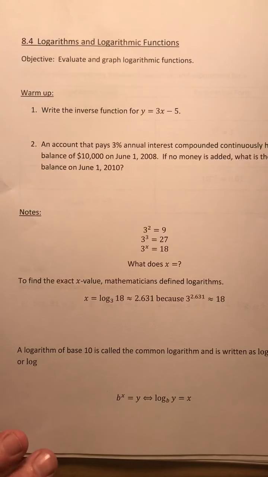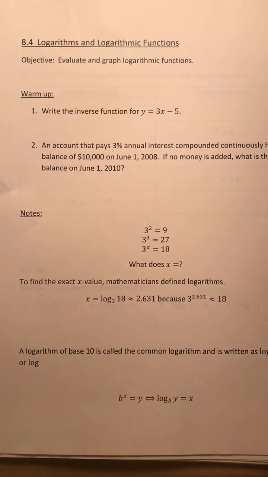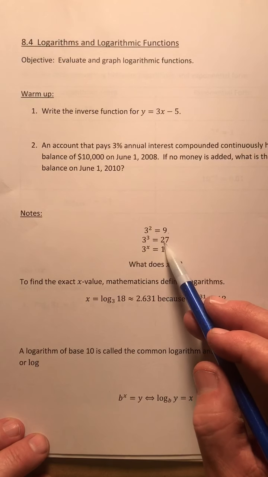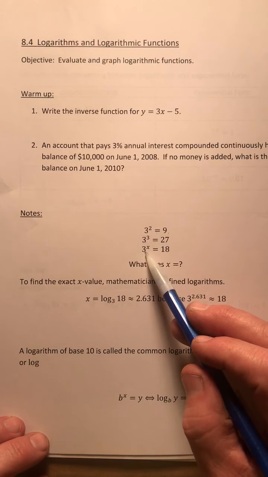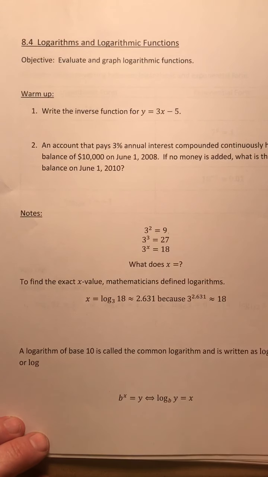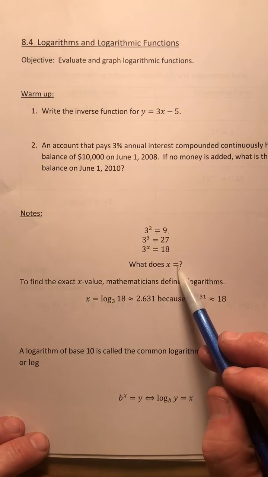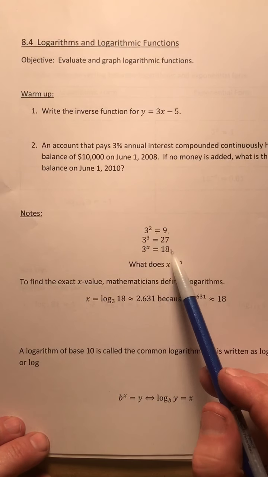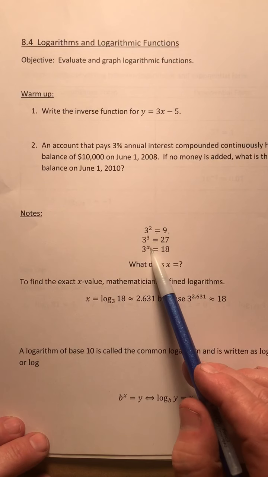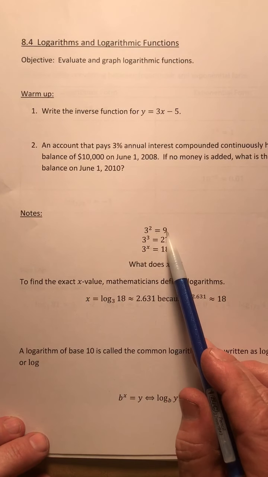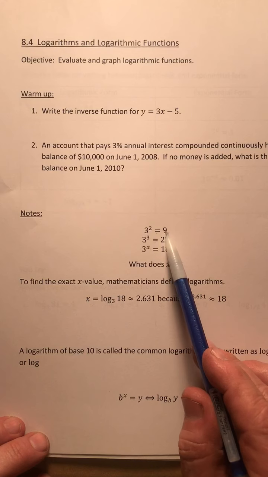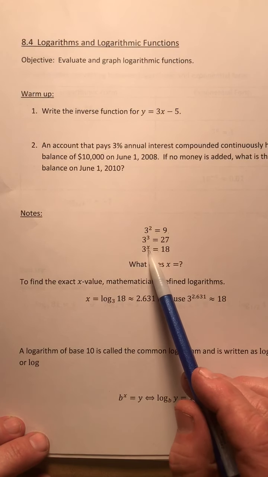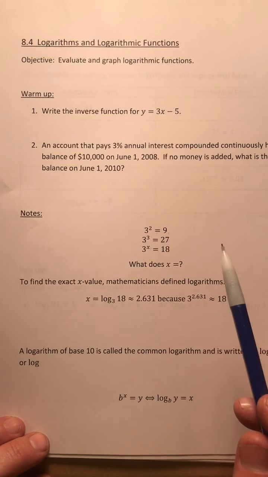All right, so some of the things that we do know is we know that 3 squared is equal to 9. We need to know that 3 to the third power equals 27. But 3 to what power gives us 18? What value does x have on that? There is a number that's between 2 and 3, because 3 squared gives us 9, 3 to the third gives us 27. So between 2 and 3, there's a number that will give us 18.